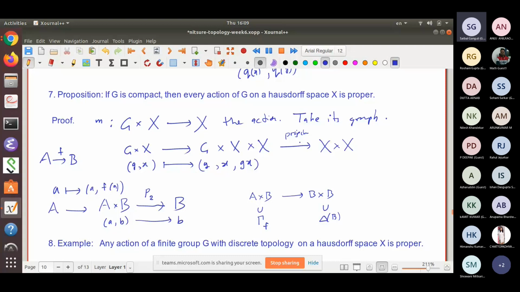Why is this projection proper? Because G is compact. Because G is compact, G to a point is proper, and therefore if I take further product with anything, that is proper. Therefore it is proper. And this is the graph. And X was Hausdorff, so this is a closed embedding.